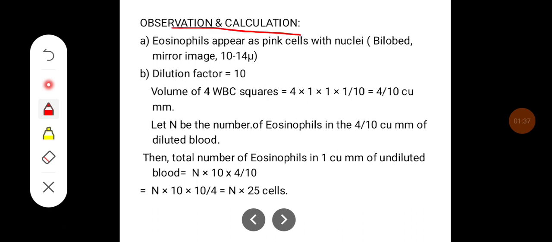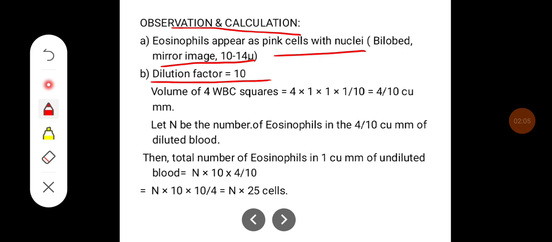Observation and calculation. Eosinophils appear as pink cells with nuclei which are bilobed, mirror image, of size 10 to 14 microns, though you cannot appreciate the size here. The dilution factor here is 10, because you are taking one part of blood which is going to be mixed in 10 parts of the diluting fluid.